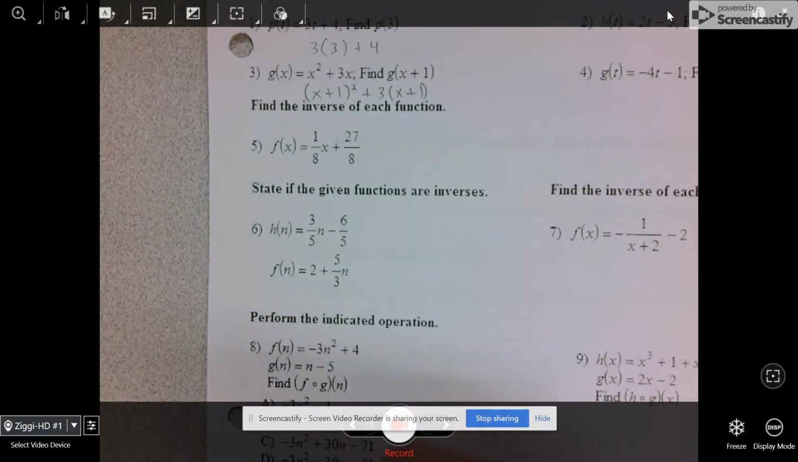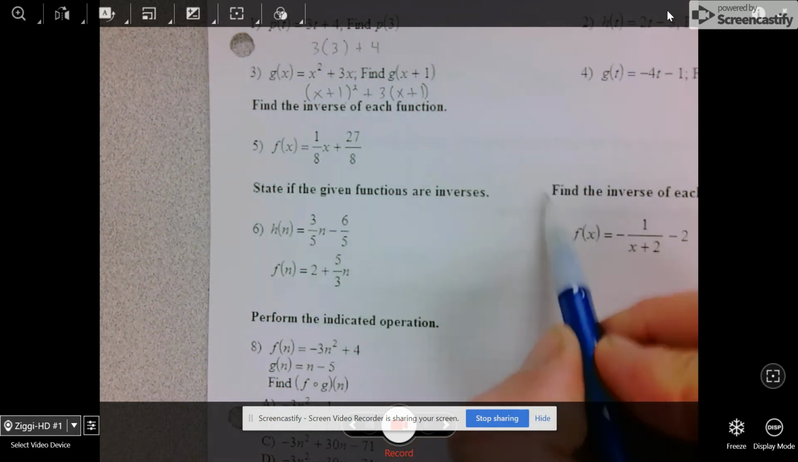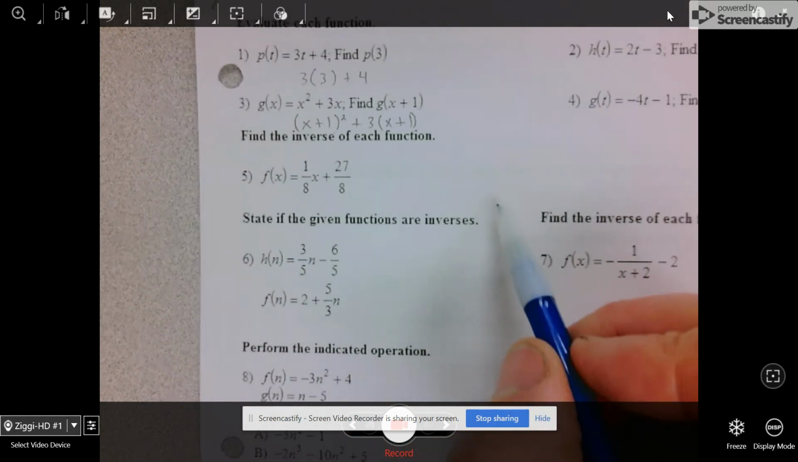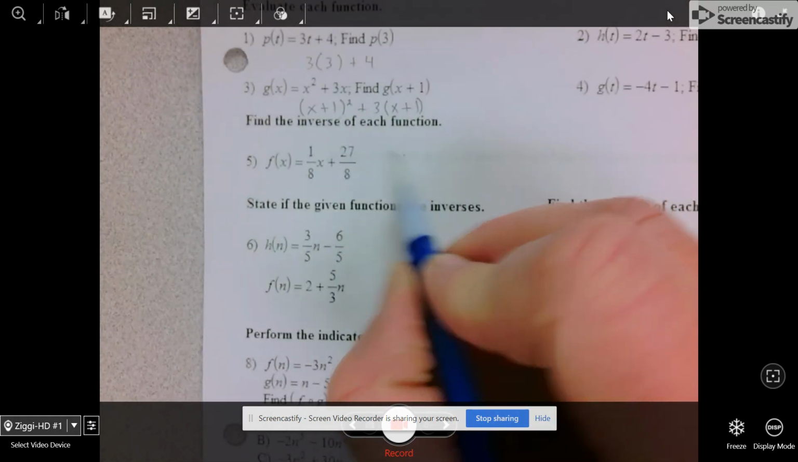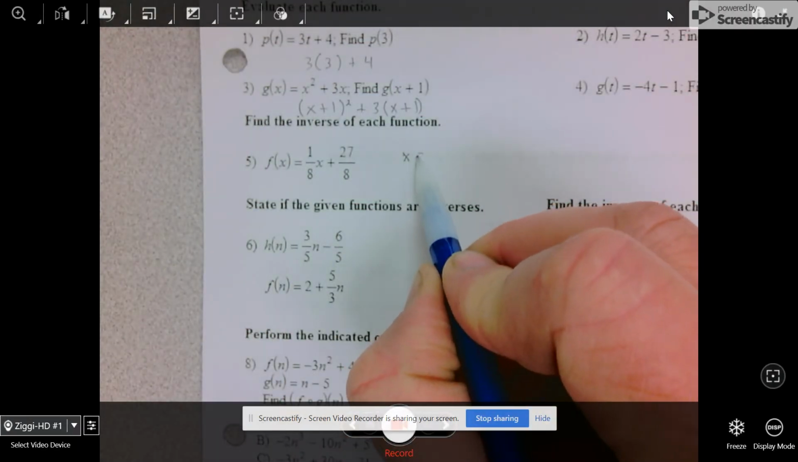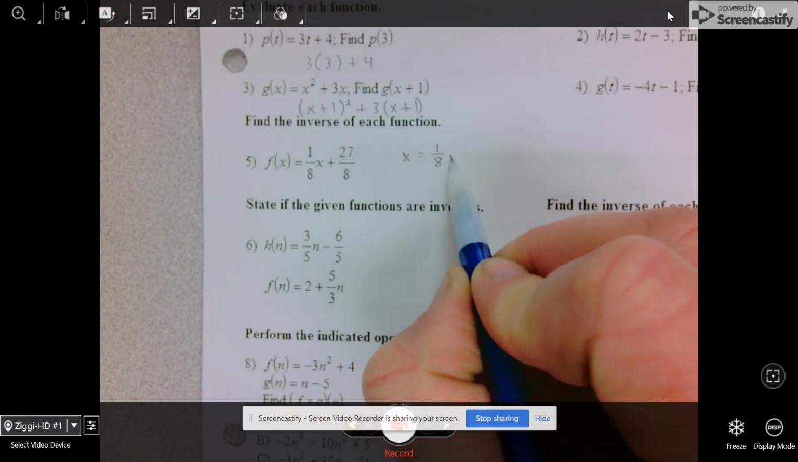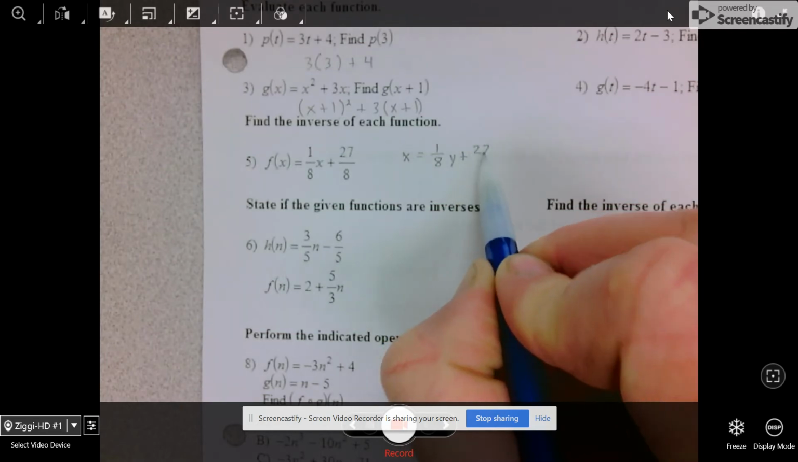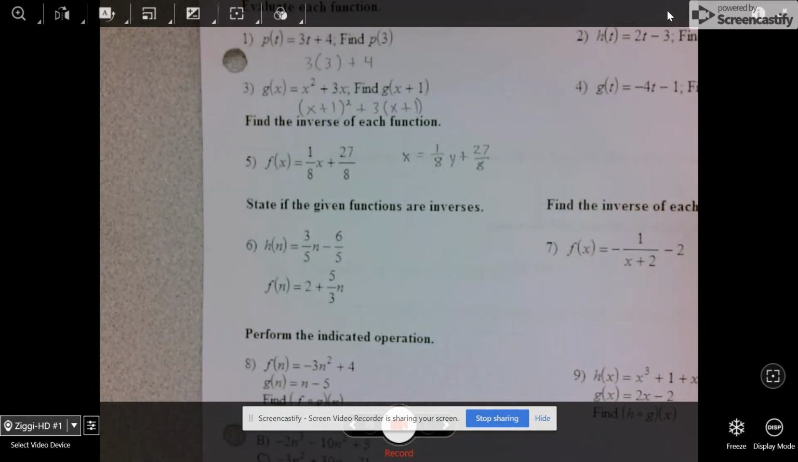Find the inverse of each function. That really goes with these two problems. To find the inverse, you switch. Remember, this f of x is just like y. You switch x and y and then solve for y.